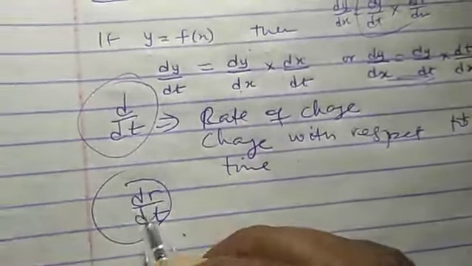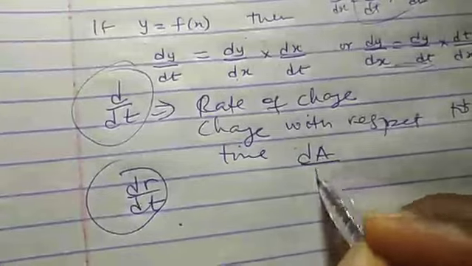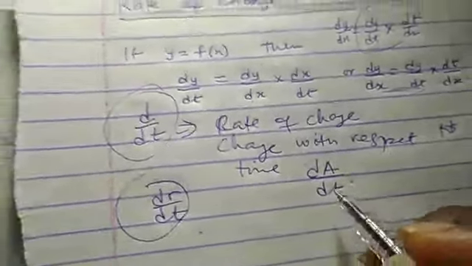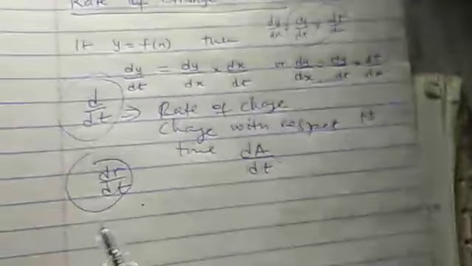dr dt means rate of change of radius. If I say the rate of change of area, I simply mean dA dt. That is what I simply mean. Then with the help of manipulation, we should be able to do something.